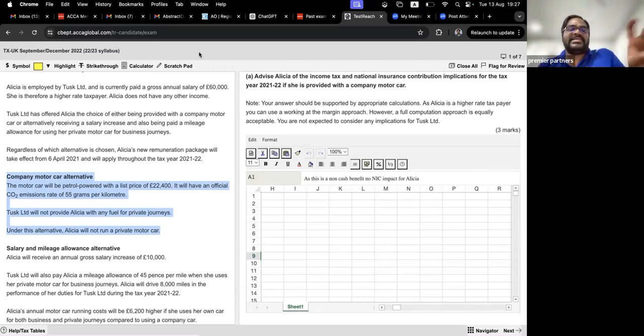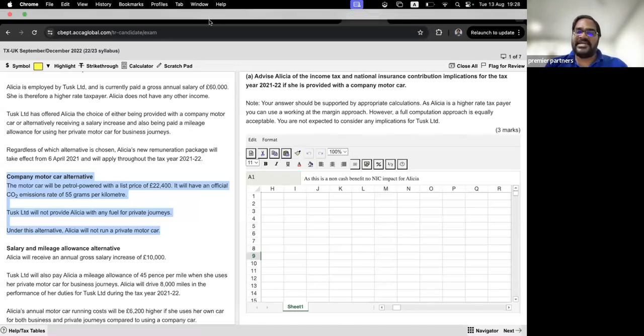Great. So, will this have an impact on the income tax of Alicia? Yes. What is the impact? Very simple, guys. By the car benefit amount, the taxable income will go up. That means car benefit amount into the higher rate, which is 40%. Income tax will also go up. Agree or not?